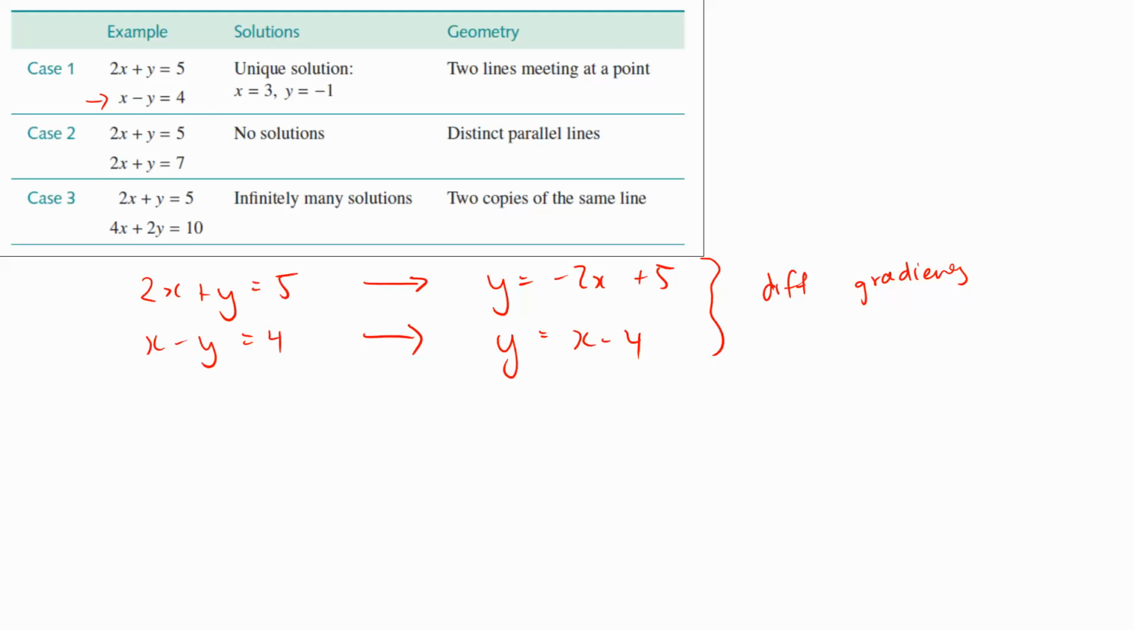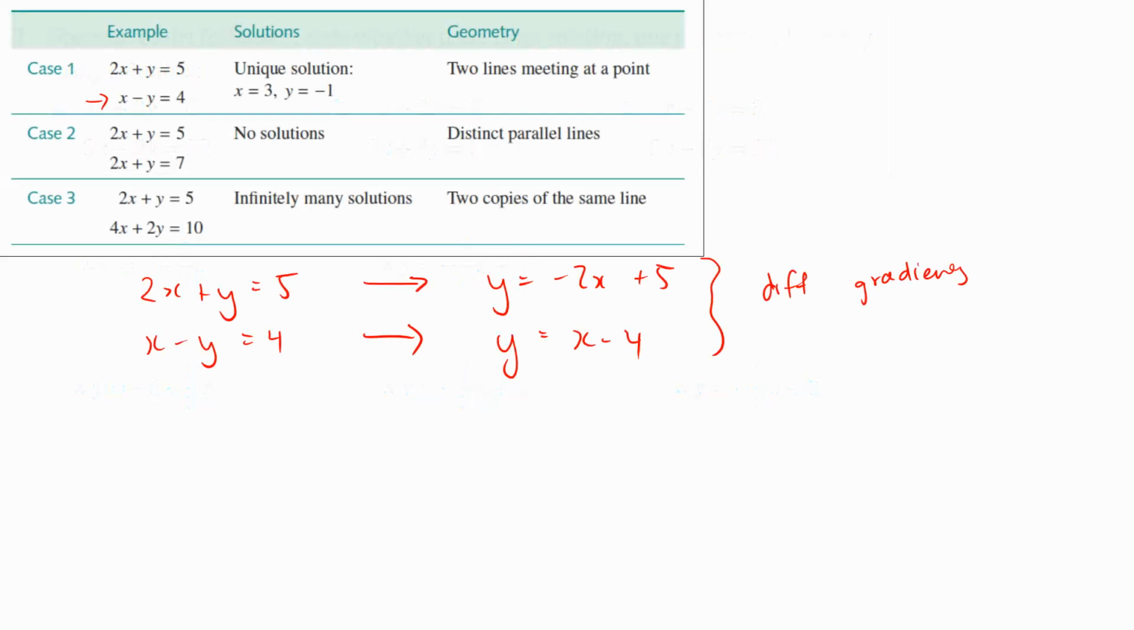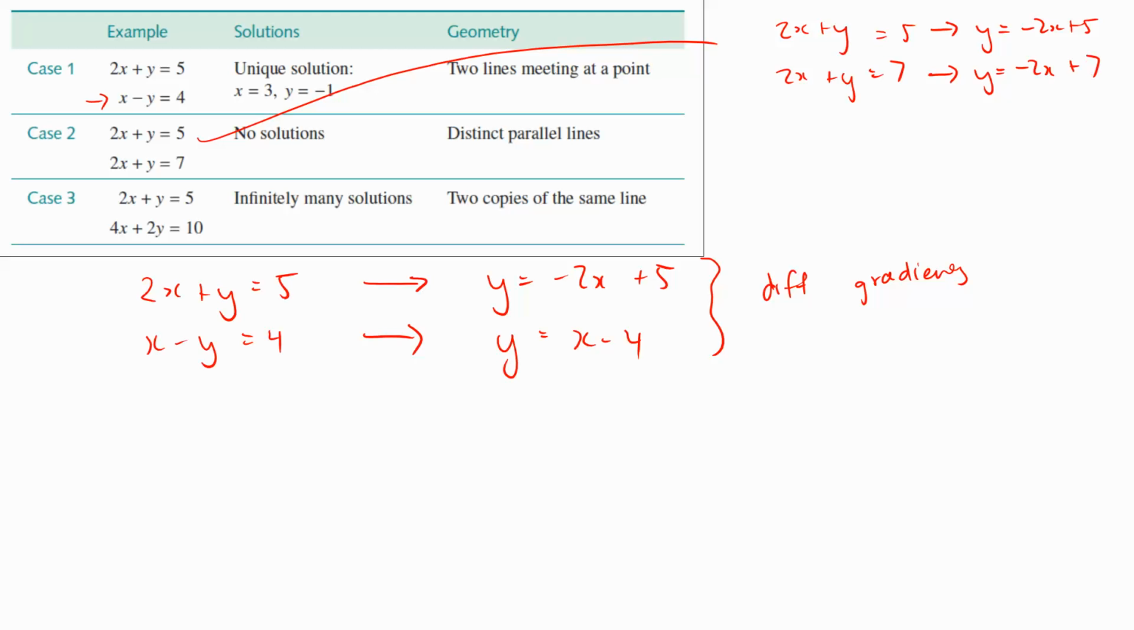If you have a look at the second one, how do you know if there's no solutions? The only time you have no solutions is if they're parallel. So you test it again. All right, well, 2x plus y equals 5, that's the same thing again. That's y equals negative 2x plus 5. But then if you have a look at the second one, 2x plus y equals 7, that now becomes y equals negative 2x plus 7. Okay, you can try to solve that, as I showed you in the previous slide.